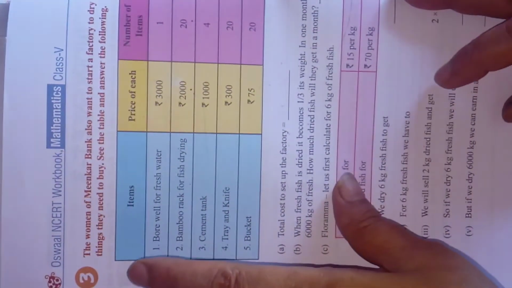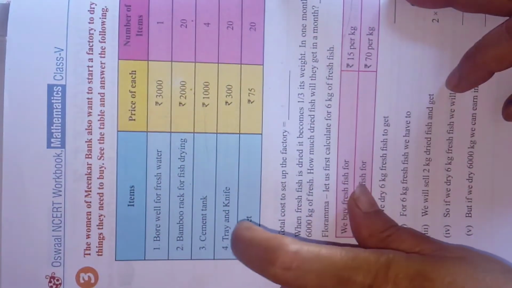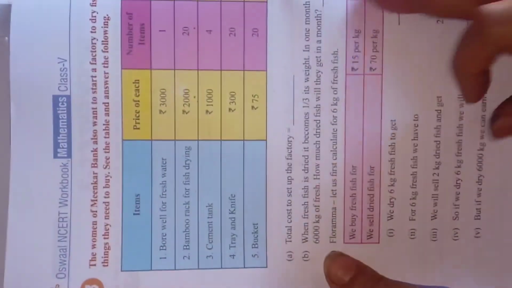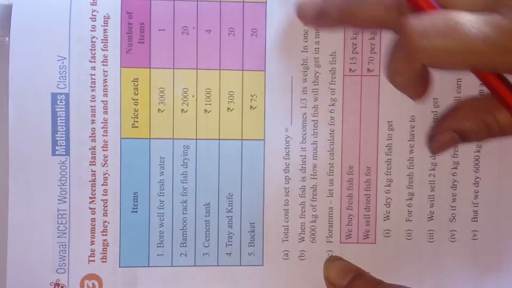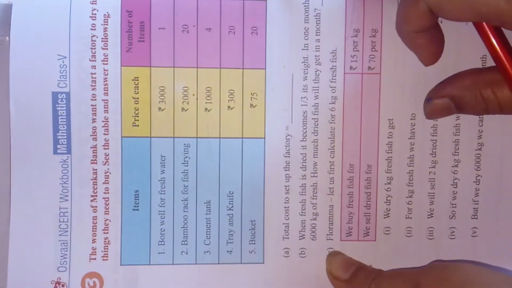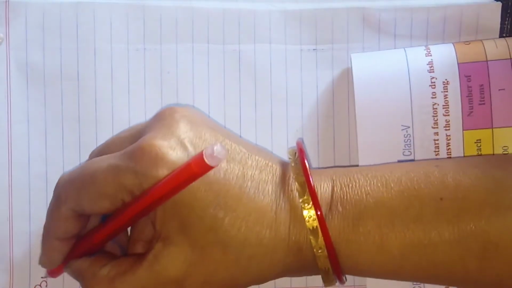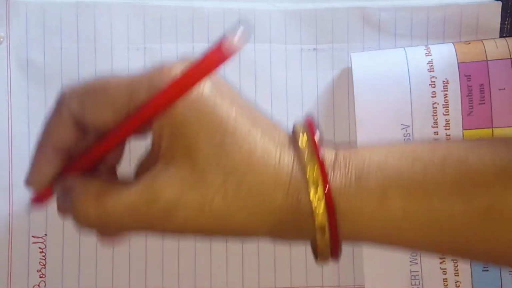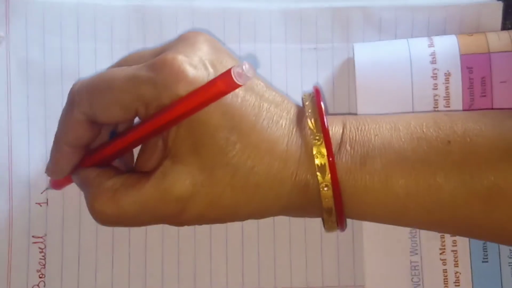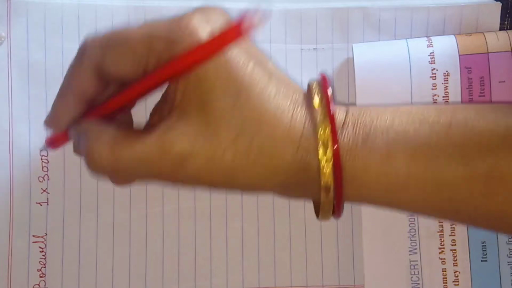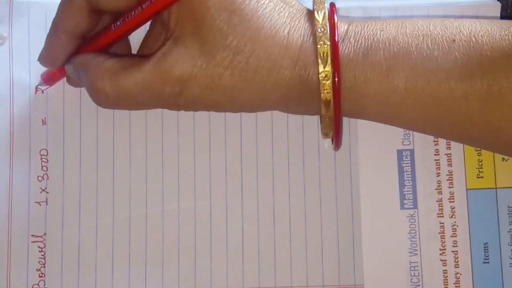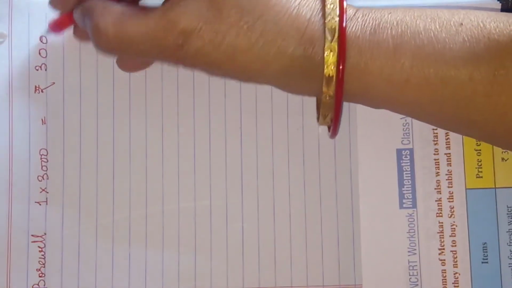Here you can see in this table items are given. Price of each item is known, number of items is known. Now you have to find out the cost of every item as required for the factory. So let us start with borewell. They need one and its price is 3000 rupees. So the cost of borewell will be rupees 3000.